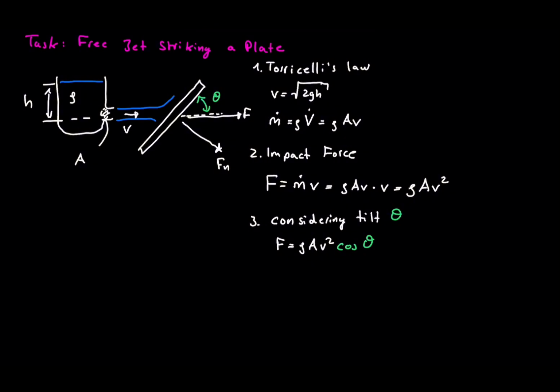To recap, Torricelli's law shows how potential energy becomes velocity. The Venturi meter converts pressure differences into flow measurement, and the jet impact transforms velocity back into mechanical force.